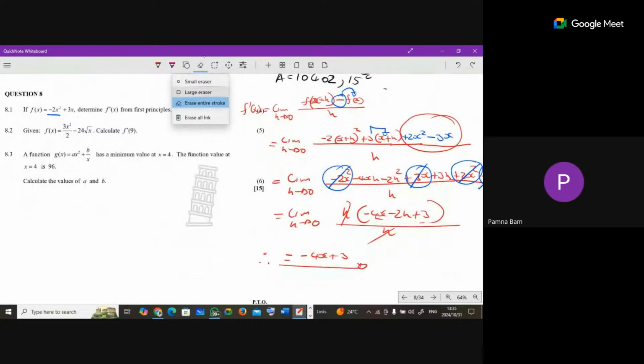Oh, there's another thing I keep on losing marks for. When do you drop the limit? After you have cancelled h, after you have done something with h. So after you take the common factor of h and cancel it out, then you remove the limit for the next step. Okay. Sorted.